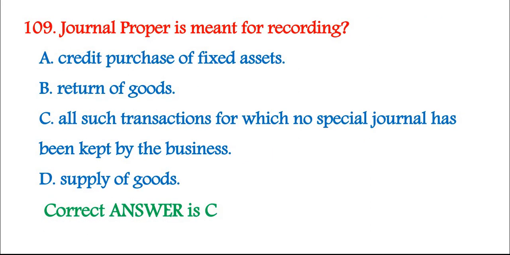109. Journal proper is meant for recording A. Credit purchase of fixed assets. B. Return of goods. C. All such transactions for which no special journal has been kept by the business. D. Supply of goods. Correct answer is C.